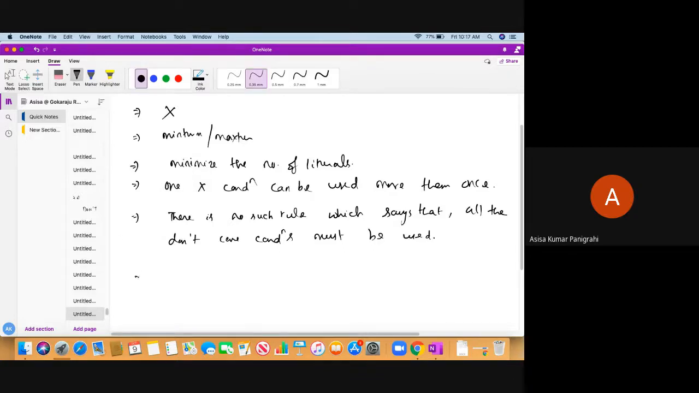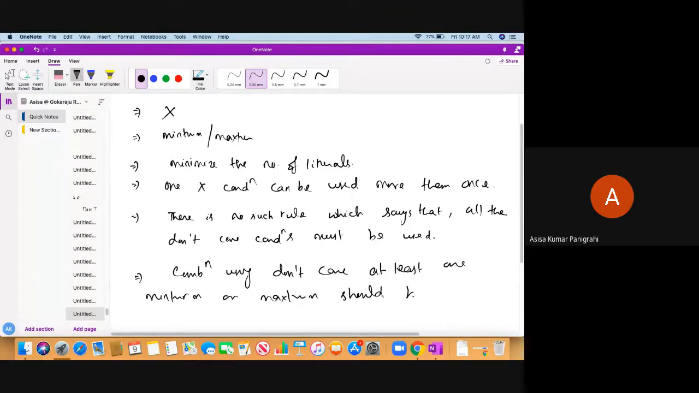Okay, so next thing is while making the combinations using don't care, at least one min term or max term should be present. Okay, these are the 6 rules we have discussed about the don't care, and we have solved a few problems about the don't care in the previous class, and now we'll see how to use those don't cares in POS functions also.